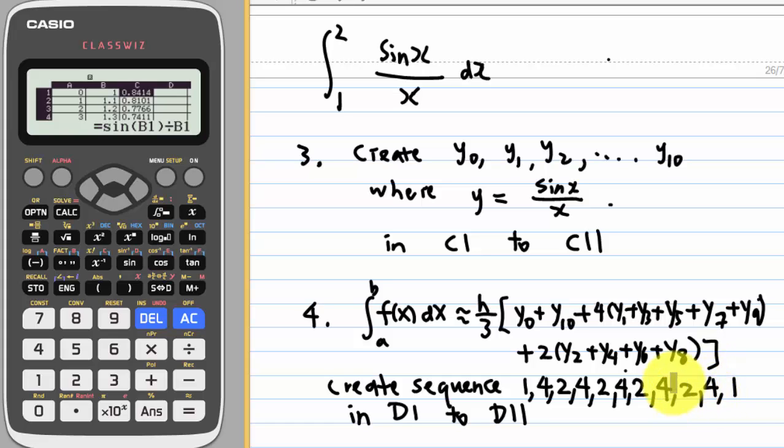So let's go to cell D1, enter 1, then 4, 2, 4, 2, 4, 2, 4, 2, 4, 1.